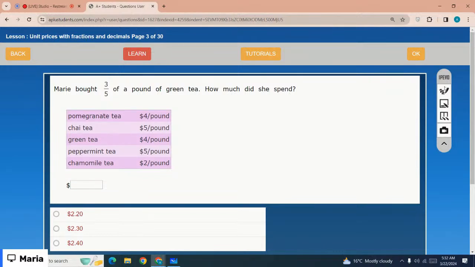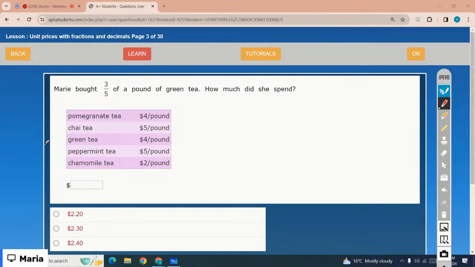Basically, the green tea costs $4 per pound, right? So you have to do 4 times 3 over 5, because you need to calculate 3/5 of a pound of green tea, right? 12 by 5, that is $2.40.